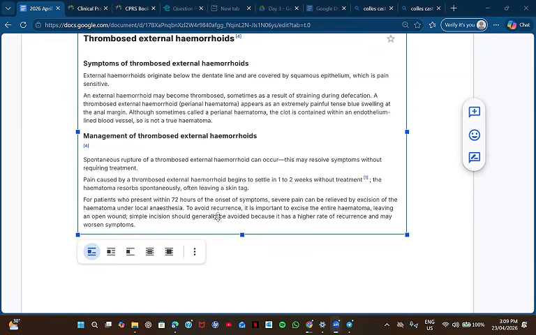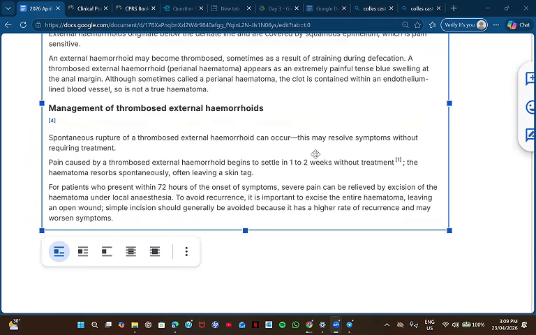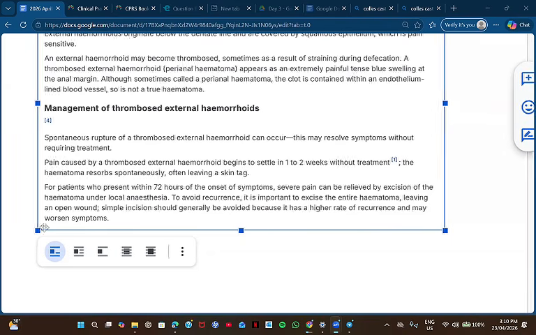If these patients present within 72 hours of onset of symptoms like severe pain, we can use excision under local anesthesia. To avoid recurrence, it's important to excise the entire hematoma, leaving an open wound. A simple incision should generally be avoided because it has a higher rate of recurrence and worsens symptoms. Doctors, I hope everything is clear.